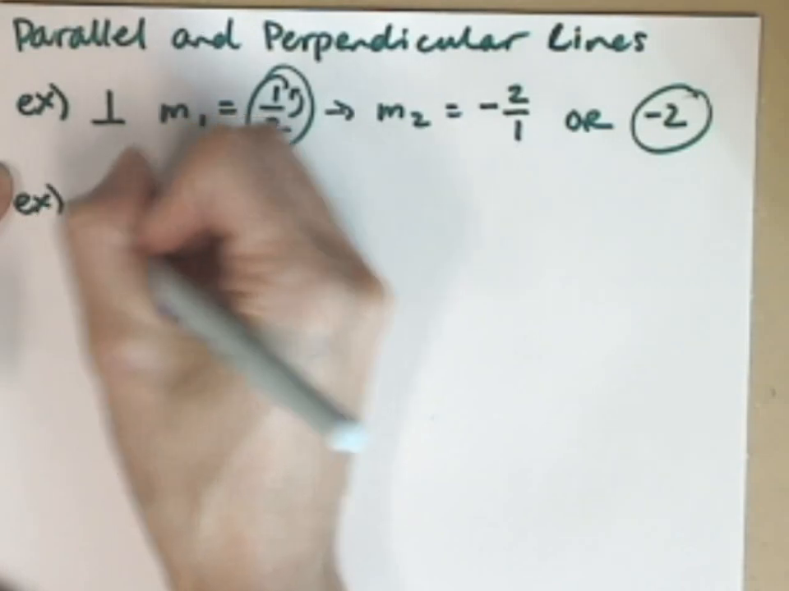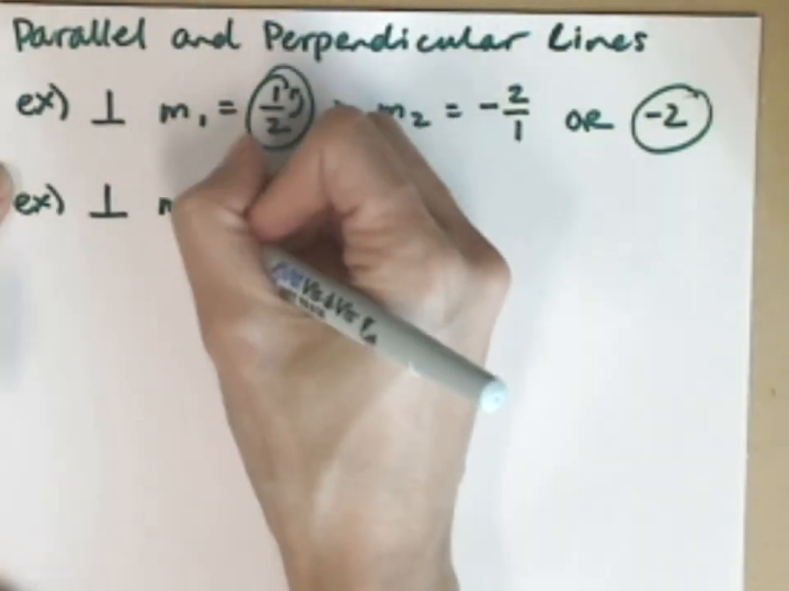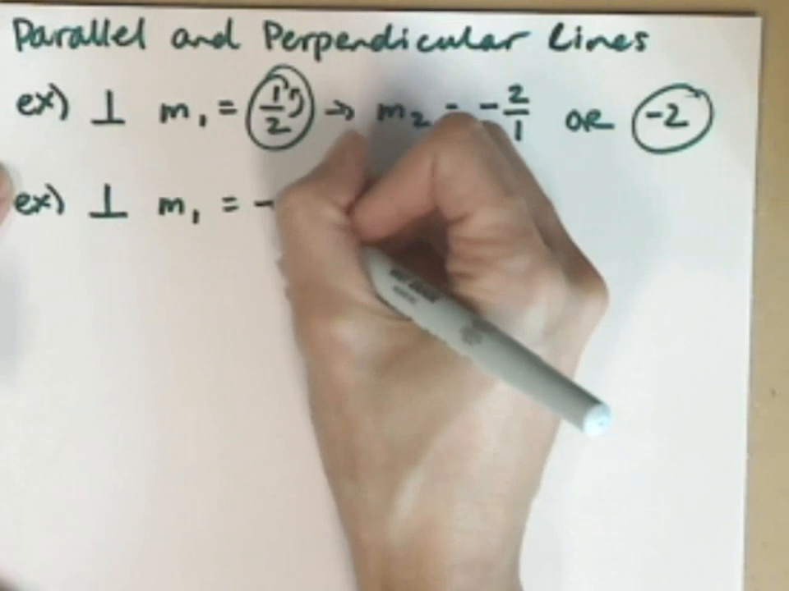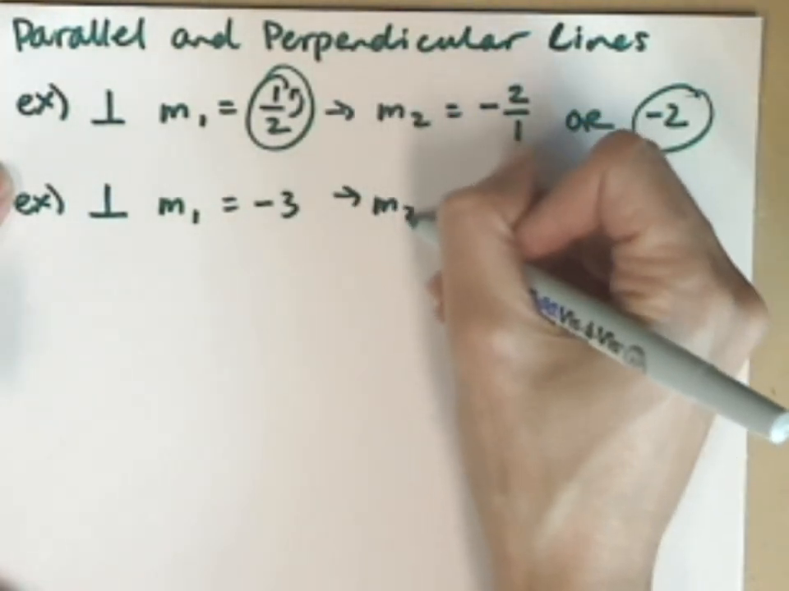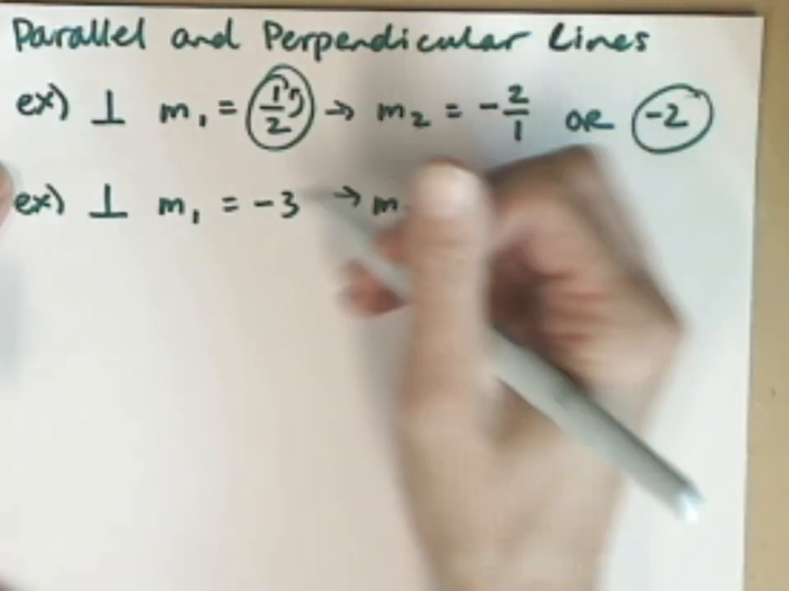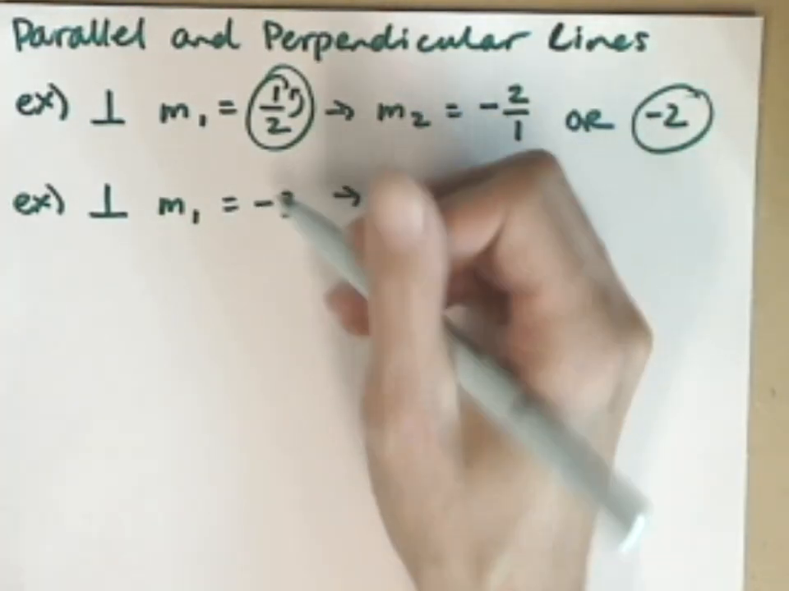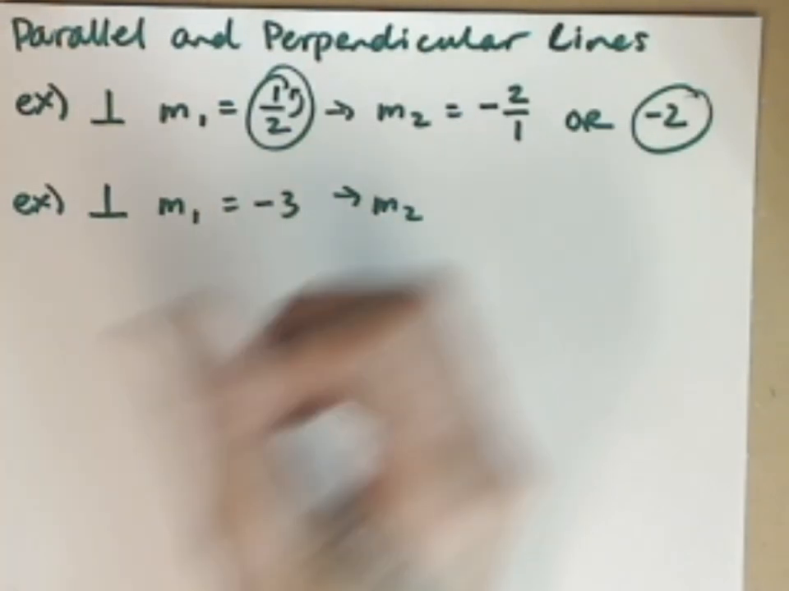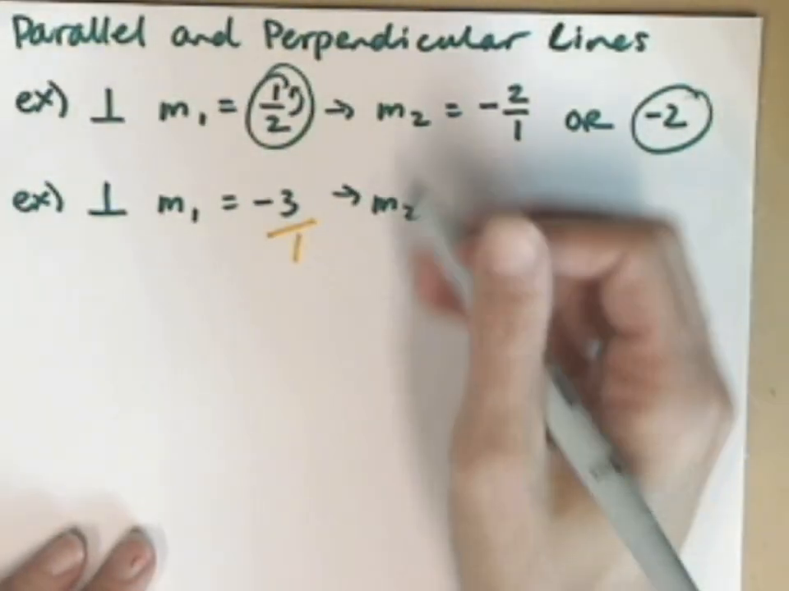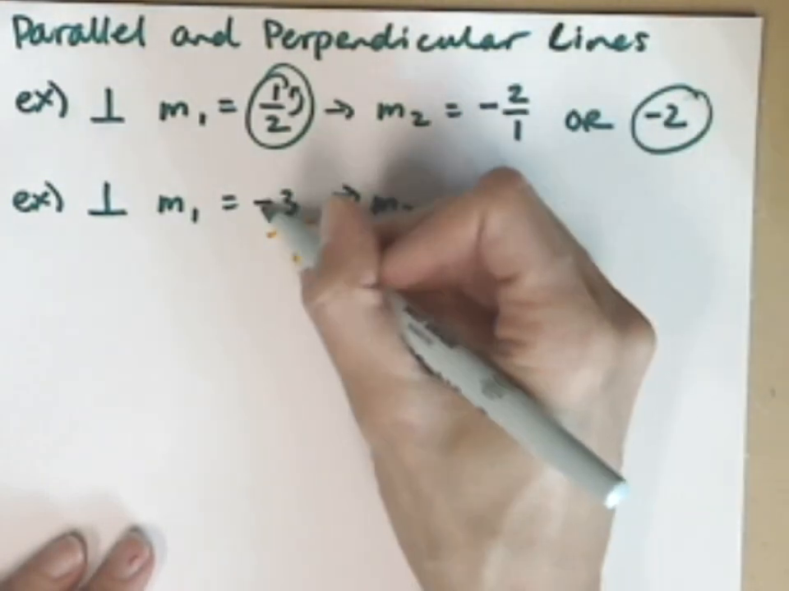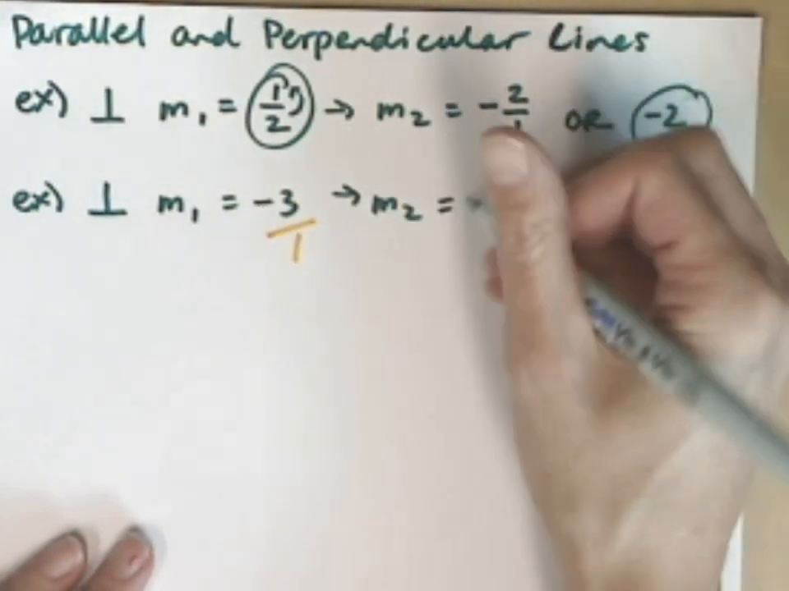Here's another example of perpendicular slopes. If my first slope was negative 3, then my second line's slope, if it was perpendicular, needs to be the opposite, so it will be positive. Opposite reciprocal. Think of that 3 as 3 over 1. Now I've got a fraction that I can reciprocate or flip. So it needs to be positive 1 over 3.